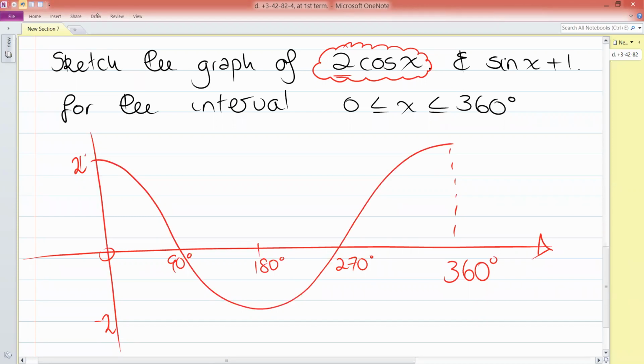Okay, so it's going to be 2, that's your max. Your min is -2. Everything else stays the same, right? So that would be for cos x.